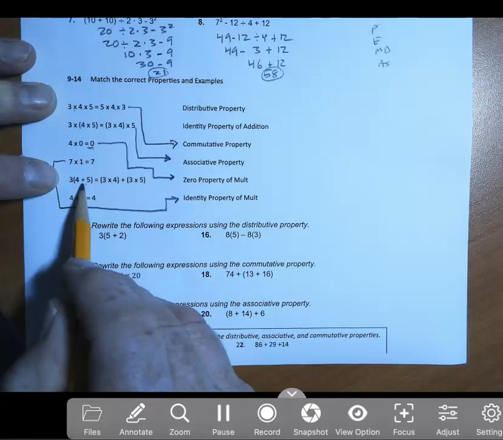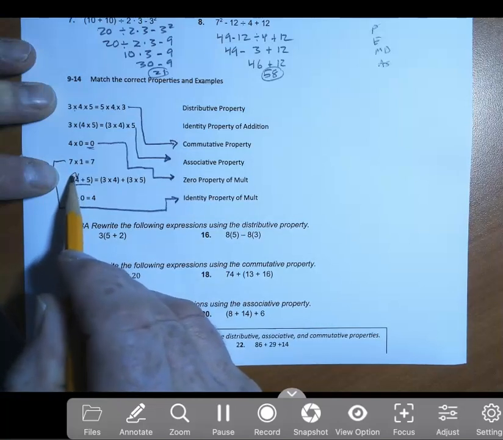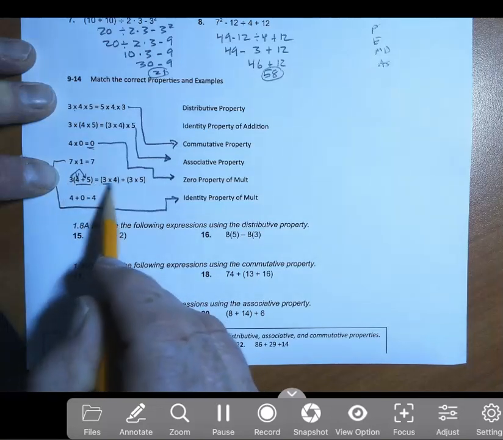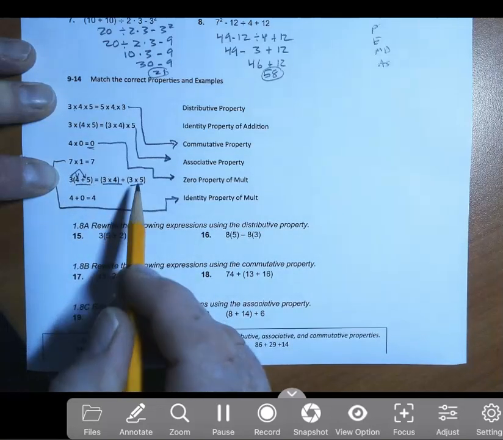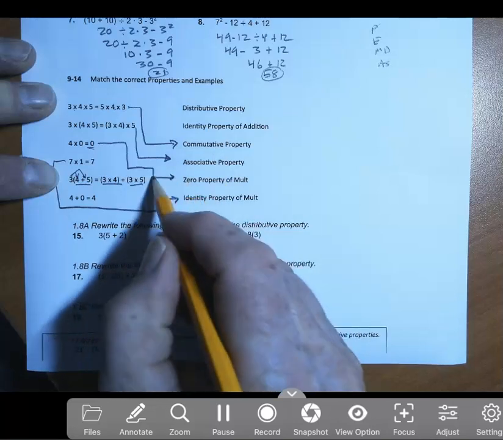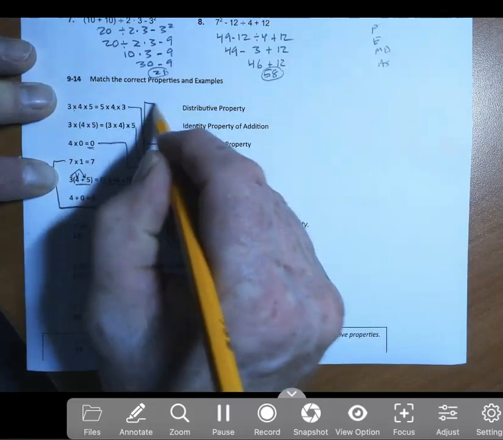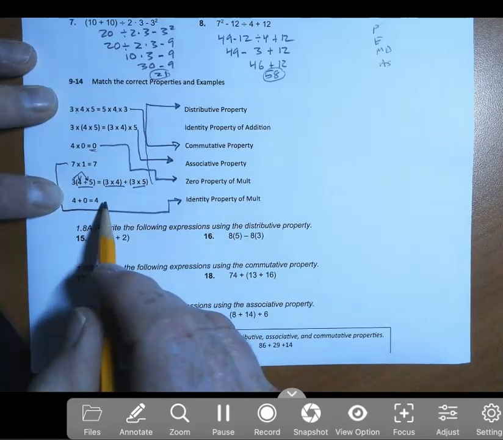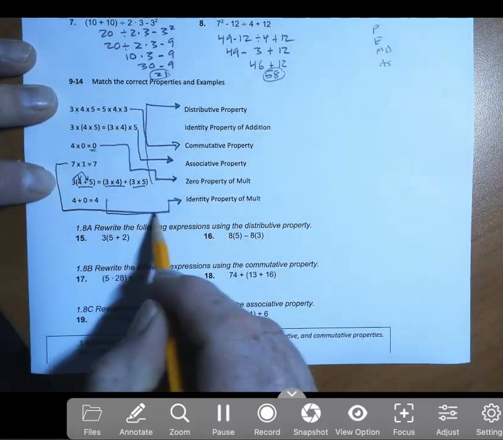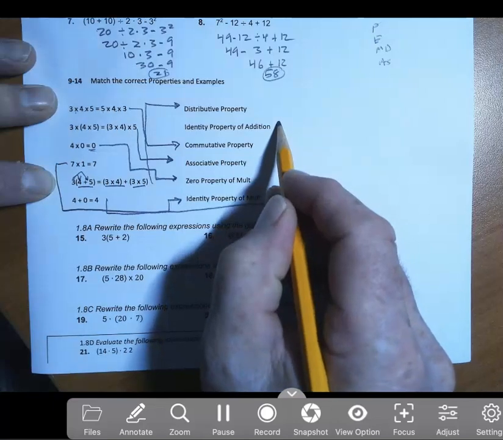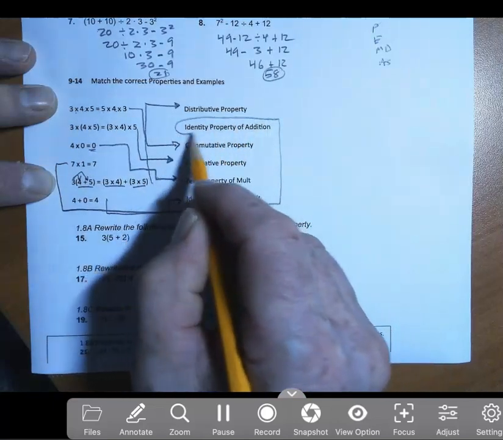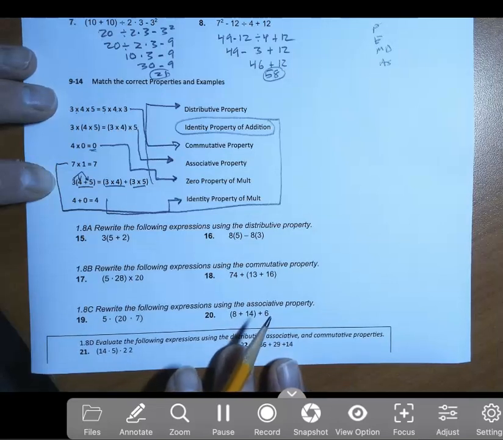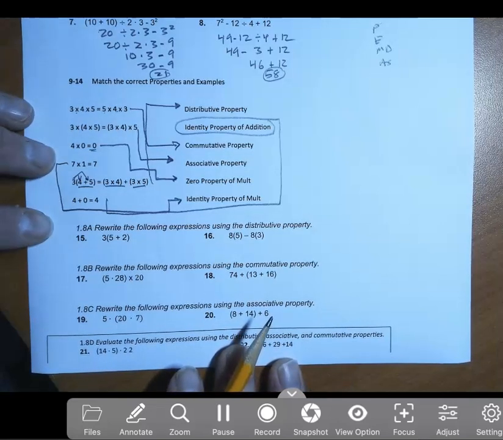3 times the quantity 4 plus 5. See how I distributed that out? There's the 3 times 4 plus the 3 times 5. That's the distributive property, so I can go straight up with that. And what's left? 4 plus 0 is 4. Let's go all the way around and hook that to the identity property of addition. Okay? I don't care how you connect those.